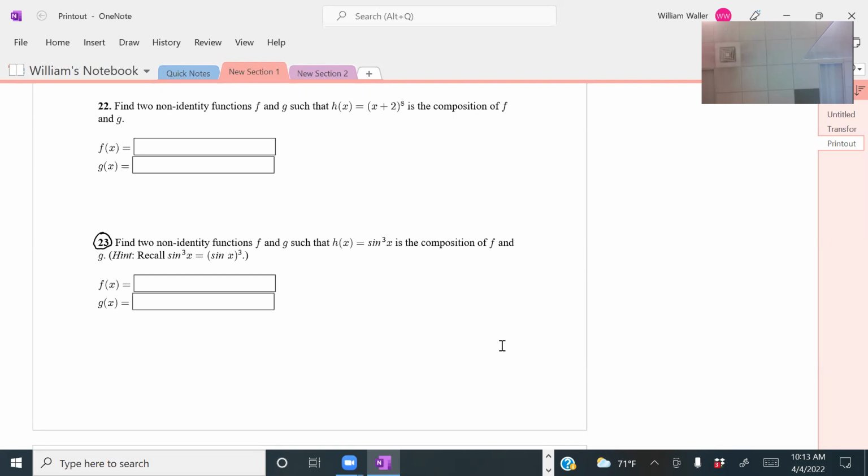So that when we compose them, we will get h, which is sine cubed of x. Remember, sine cubed of x means sine of x to the third power. That's not the same as sine of x cubed. This means you cube x, and then you take the sine of that cube. This means take the sine of x first, and then cube that result.